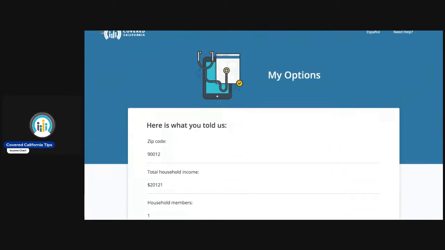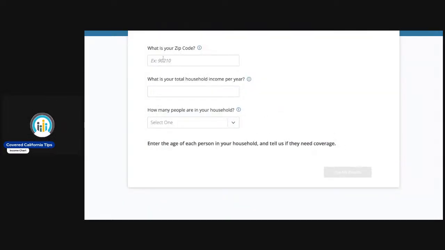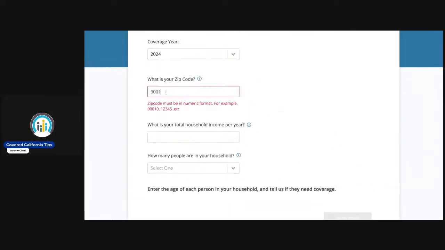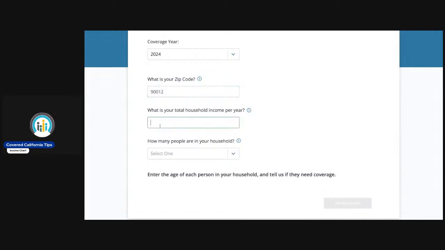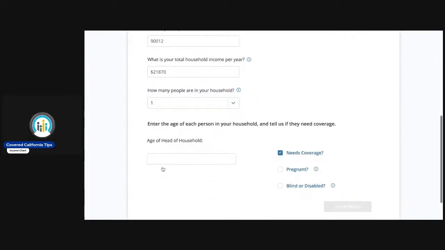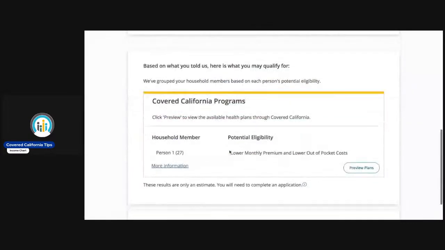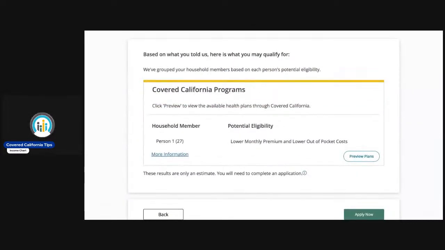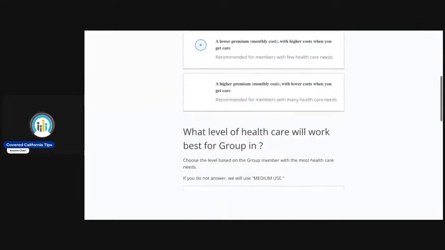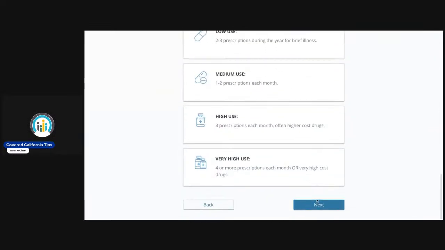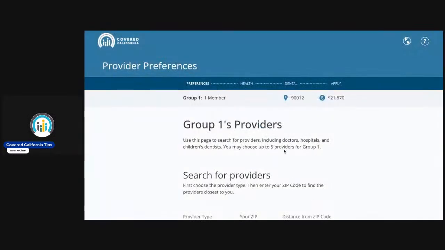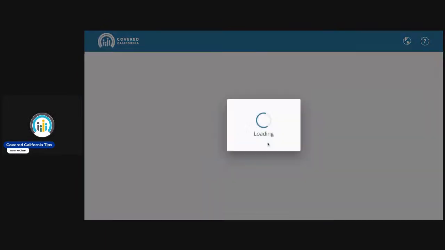Yet, if we were to go back slightly, so you can see, 90012, a person who makes 21,870, one person in the household, that same person at 27. Now you qualify for a lower monthly premium and out of pocket costs. So that's preview your plans. The previous person didn't qualify because they qualified for Medi-Cal. But this is where you'd be.